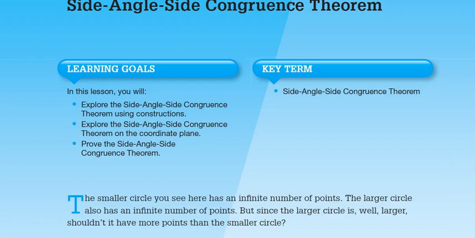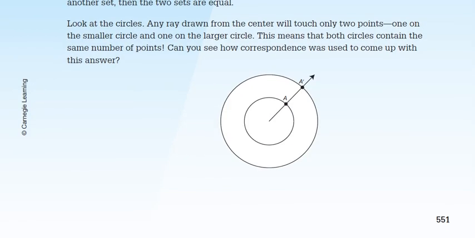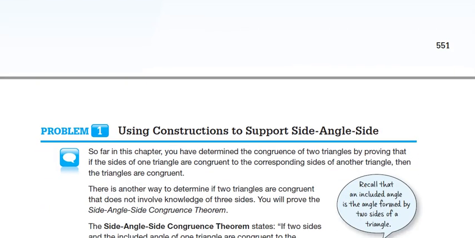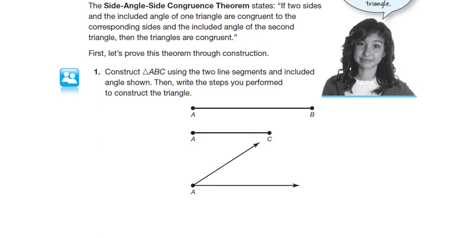Okay, so here we have the side angle side congruence theorem, and we're gonna prove it the same way that we did it before. We're gonna start the same way we proved side side side. We're gonna start by saying, okay, we have two sides here.